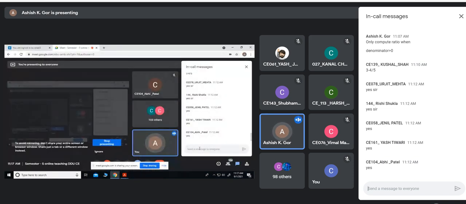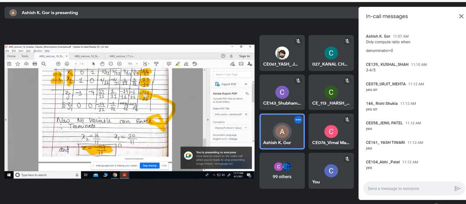Yes, any reason? Janil, Janit, Dev, any reason? Can you identify? The objective value is negative. Yes, this is positive, X2, X1.